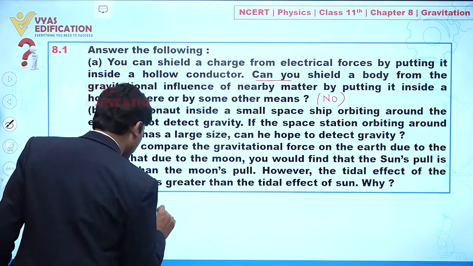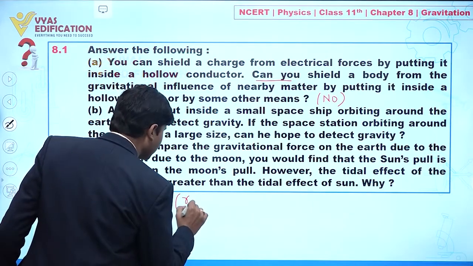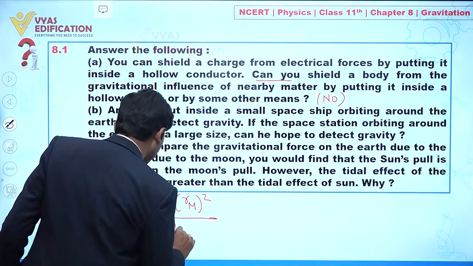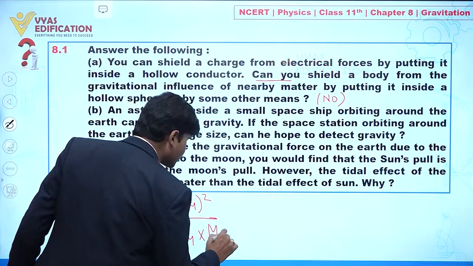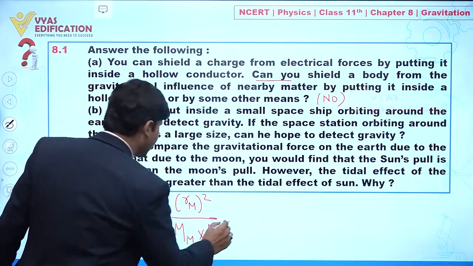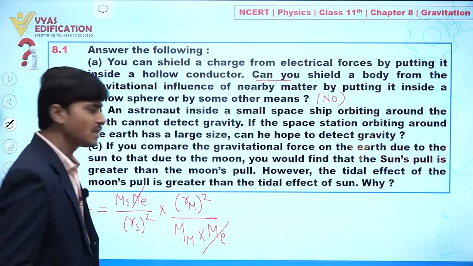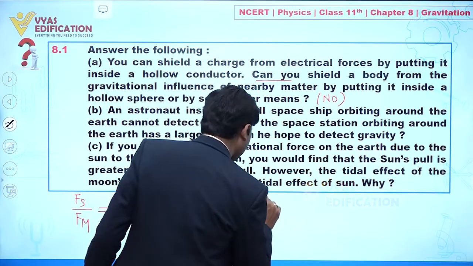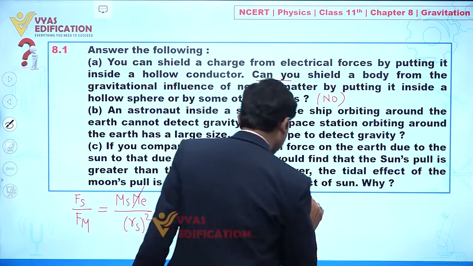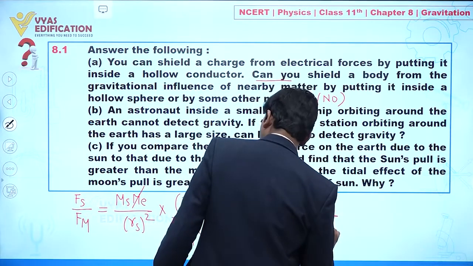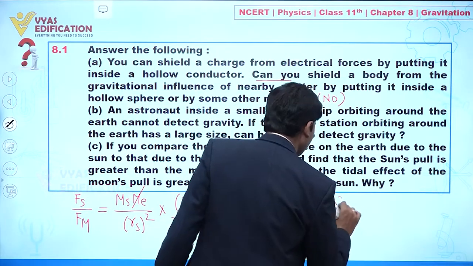This is RS squared multiplied by RM squared divided by MM multiplied by, I can say, the mass of Earth. Clear? So I can say this one and this one cancel out. So from here we can write MS over MM multiplied by RM divided by RS, and this is whole squared.